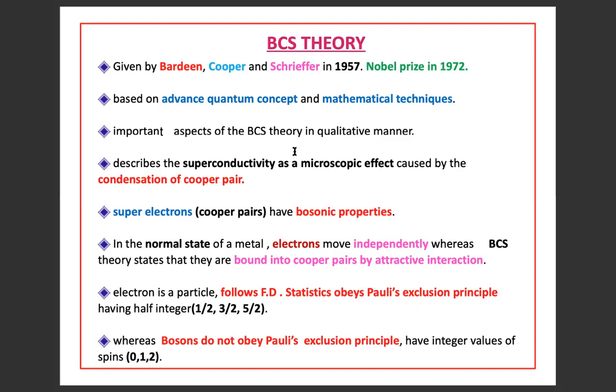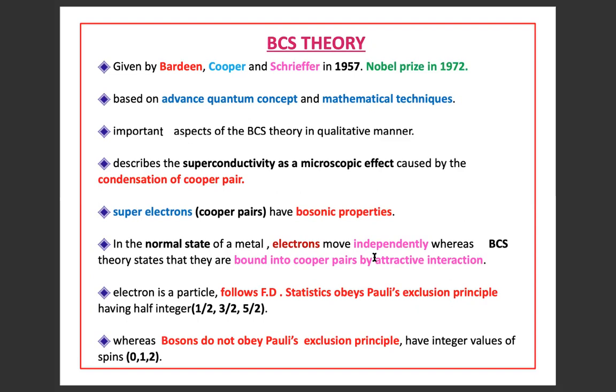BCS theory describes superconductivity as a microscopic effect caused by the condensation of Cooper pairs. Superelectrons, that is Cooper pairs, have bosonic properties. In the normal state of a metal, electrons move independently, whereas BCS theory states that they are bound into Cooper pairs by an attractive interaction.